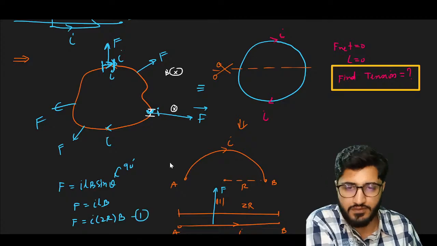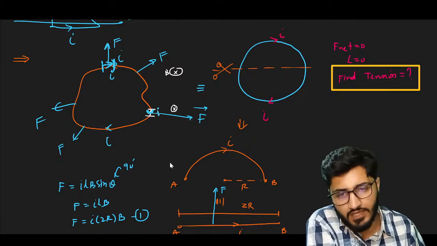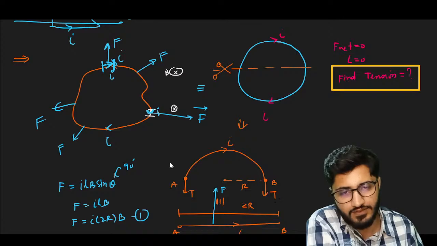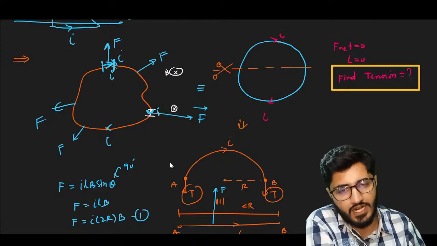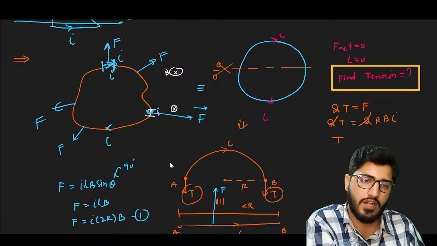First equation. Second equation, you can write tension will be here. Tension T, tension T. And force is upwards. Can I write now 2T equals force? 2T equals 2RBI. 2 cancels out. Tension came out to be RBI.